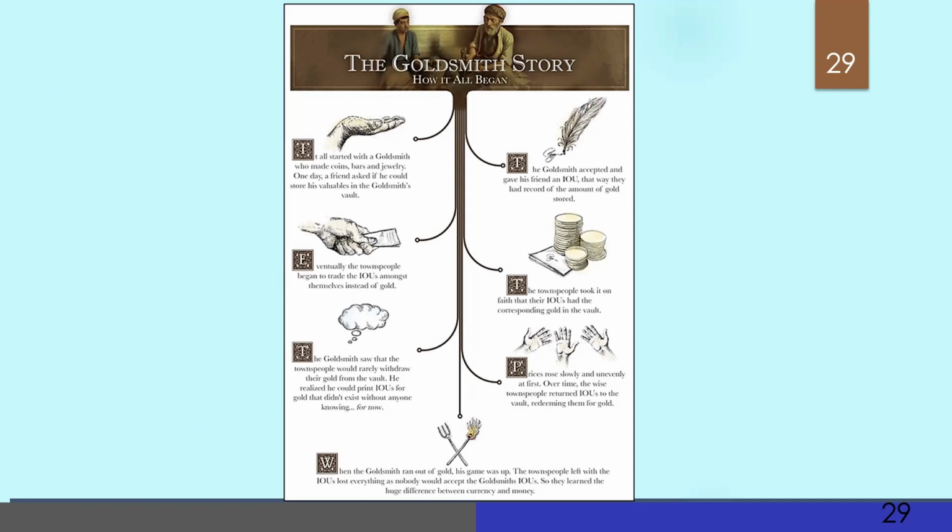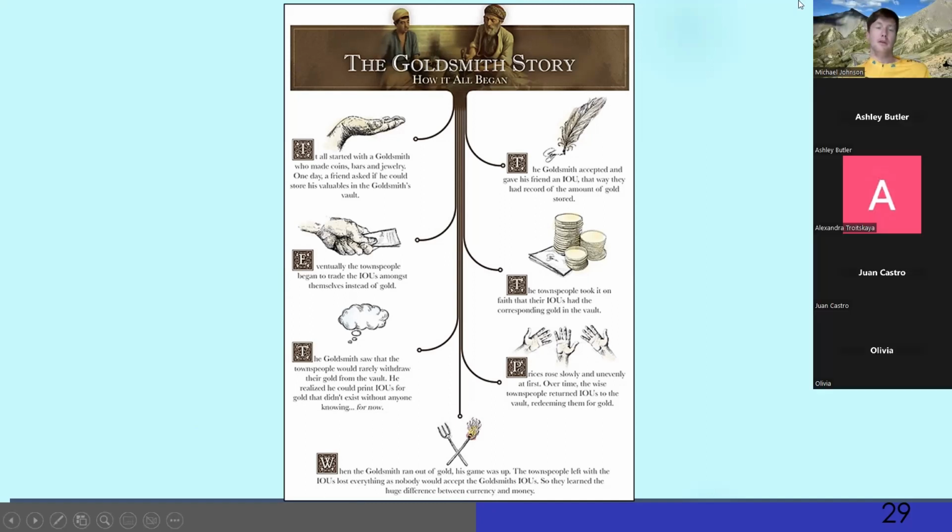Prices rose slowly and unevenly at first. Over time, more townspeople returned IOUs to the vault, redeeming them for gold. When the goldsmith ran out of gold, his game was up. The townspeople left with IOUs lost everything, as nobody would accept the goldsmith's IOUs, so they learned the huge difference between currency and money. So this did happen.